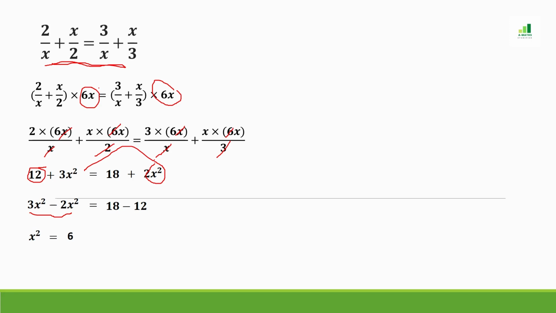Now apply the square root on both sides of the equation. So under root x² equals under root 6. So what will we get? We will get x is equal to plus minus under root 6. This under root 6 is the answer, the value of x.